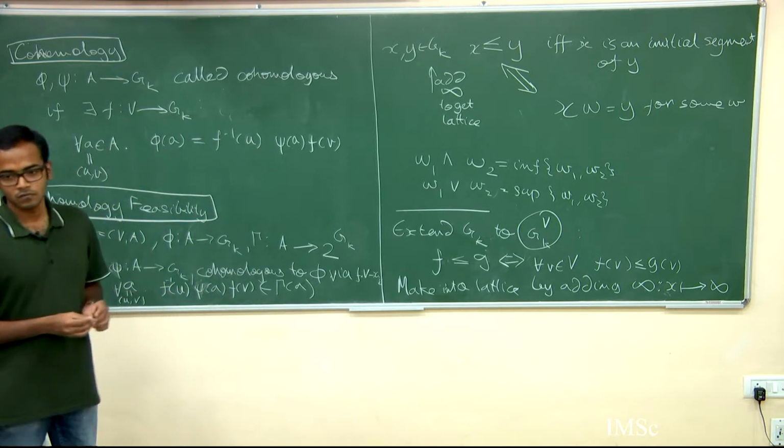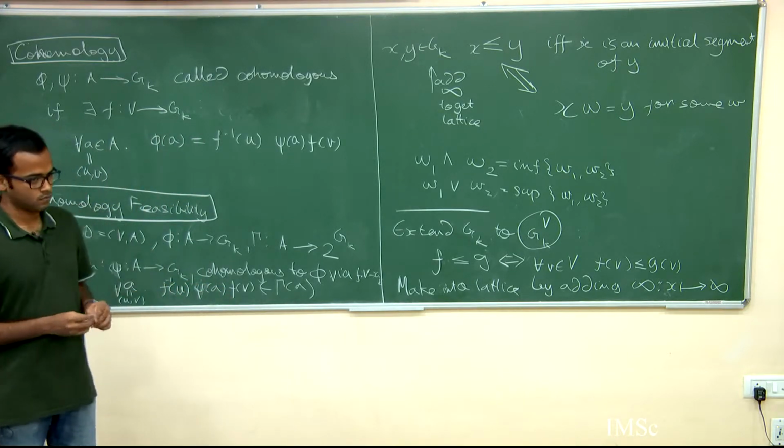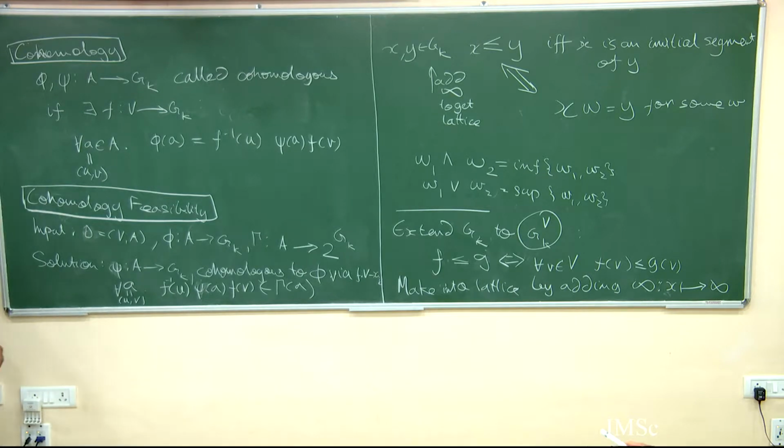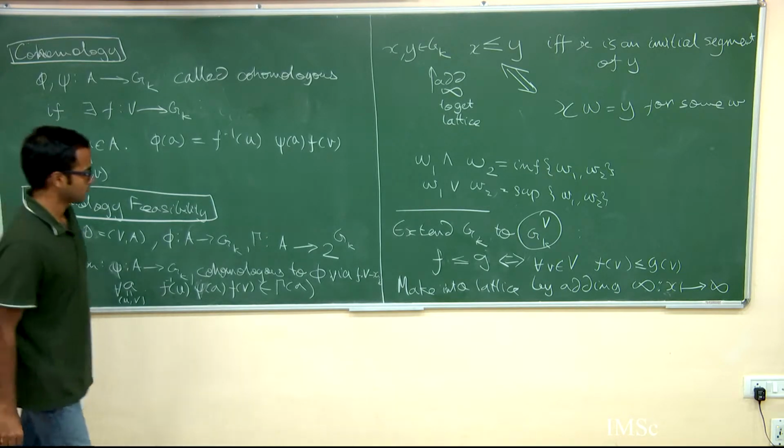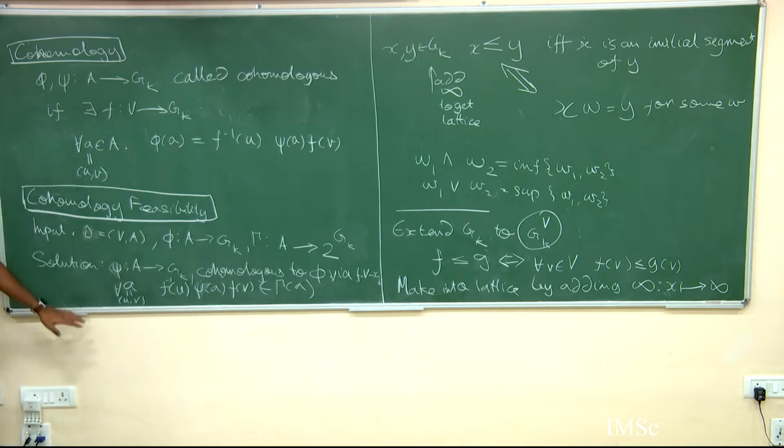V to GK. F is a function, V to GK. That F is that function in the definition. Yeah. So this is what we need to find. It's difficult to give an example.